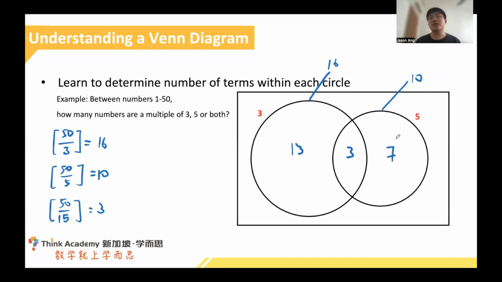And now, if the question was asking for not a multiple of 3, 5, or both, we can figure out the outside parts as well. However, since we're only focused on the inside region, all we need to do is to add 13 plus 3 plus 7. We get the answer 23.